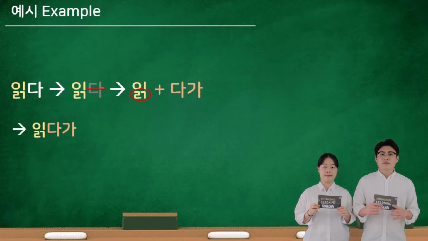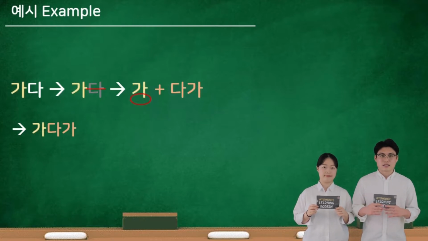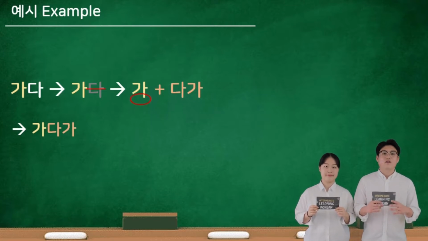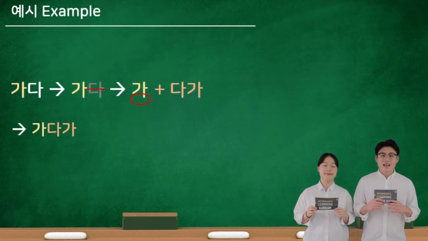For example, if you look at the verb 읽다, is there a final consonant? After that, 다가 is used, so it becomes 읽다가. Also, 다가 is used even if there is no final consonant in the stem of a verb. For example, if you look at the verb 가다, there is no final consonant, right? After that, 다가 is used, then it becomes 가다가.